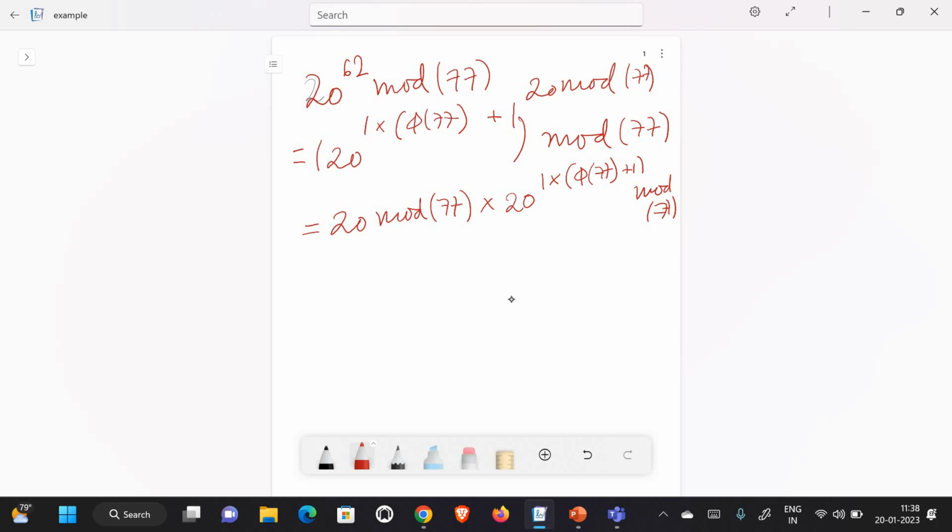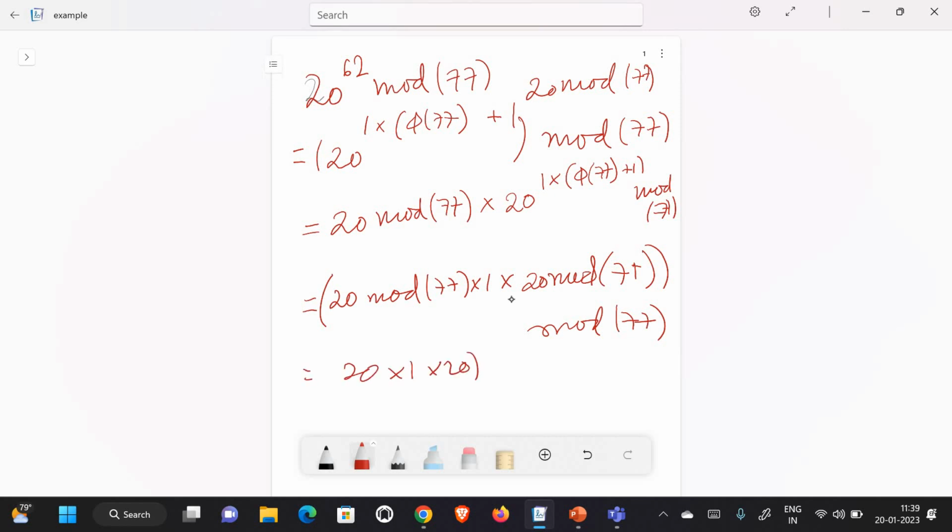Now this 20 to the power 577 has a value of 60. So when you come to 20 to the power 60 mod 77, this will be 1. So the overall value will look something like 20 mod 77 multiplied by 1 multiplied by 20 mod 77, something like this, mod 77. So now you take 20 and the answer will be something like that. Final answer, whatever you're getting, 15, I think.